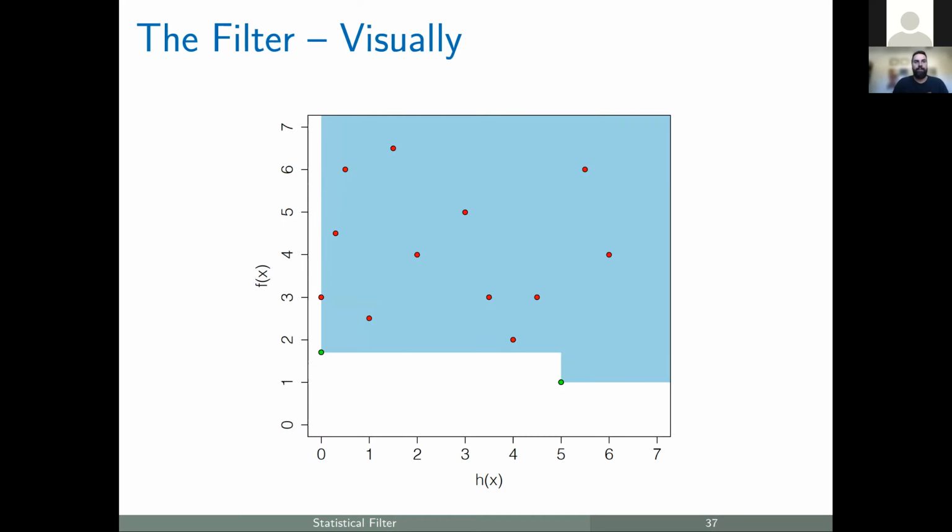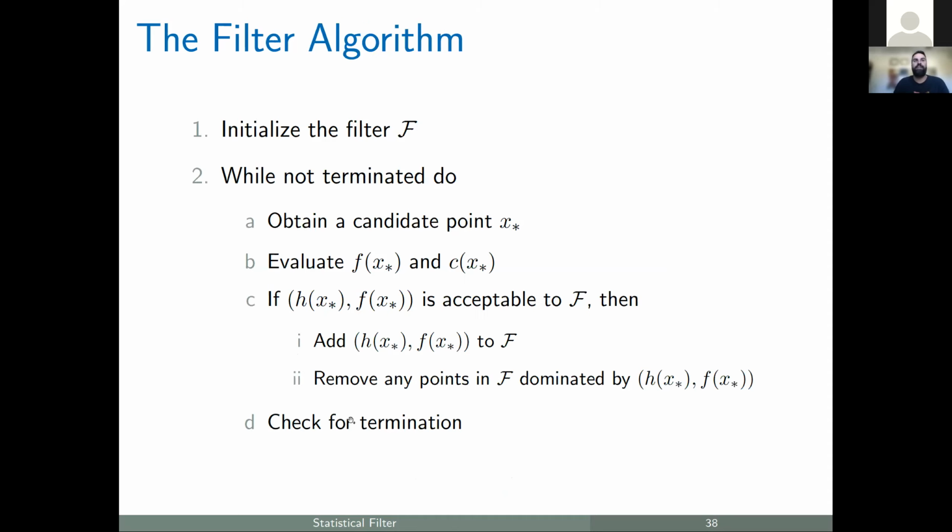basically for your entire budget, right? And so at the end of the day, you've now found a handful of points. You have these 2 points that satisfy the constraint because h is equal to 0, and you now have a value of f(x) that is the minimum. So this value here at, say, 1.8 is the minimum value that I found for my objective function subject to satisfying the constraints. So that's the idea of the filter.